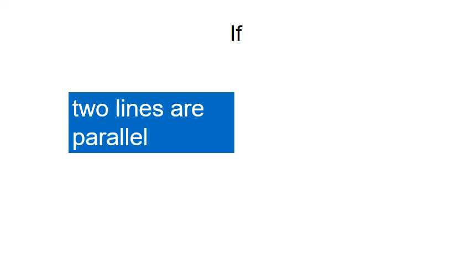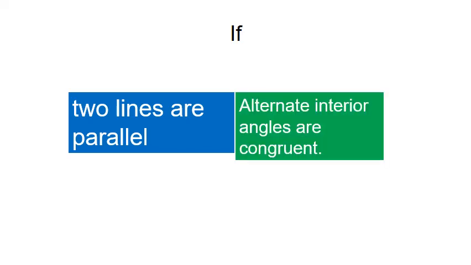Let's consider where we've been. These last couple days, we've been talking about if two lines are parallel, then alternate interior angles are congruent. So that's been our statement. We also talked about alternate exterior angles being congruent if two lines are parallel, and corresponding angles being congruent, and of course, same side or consecutive interior angles being supplementary. So that's what we've been doing.